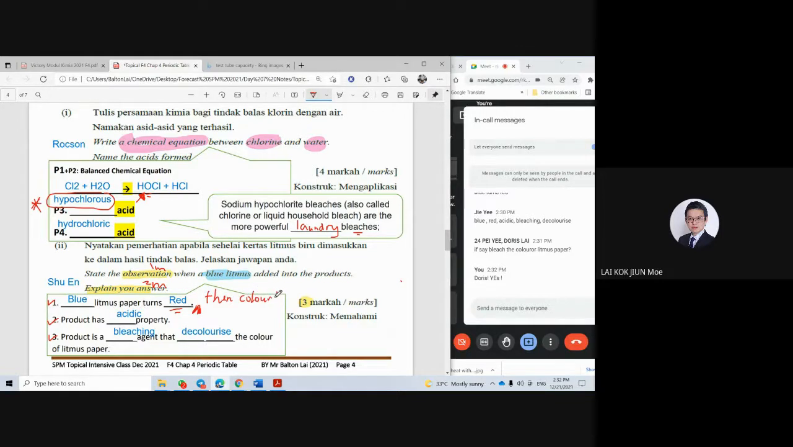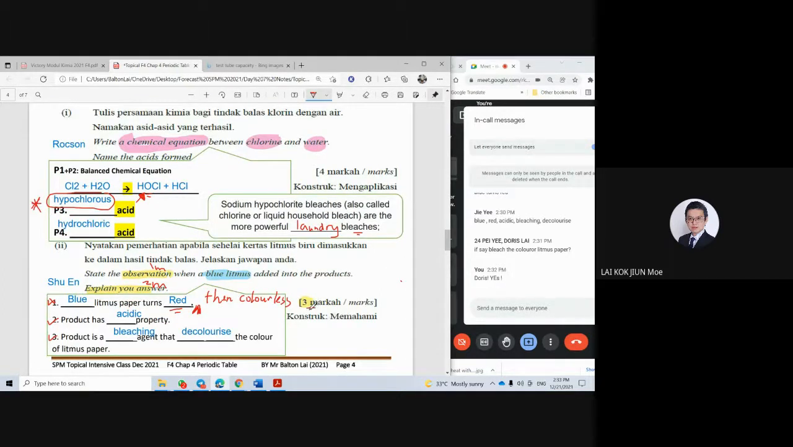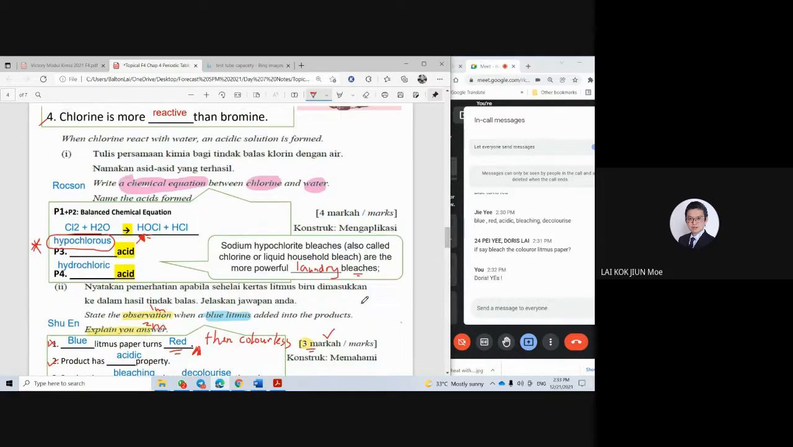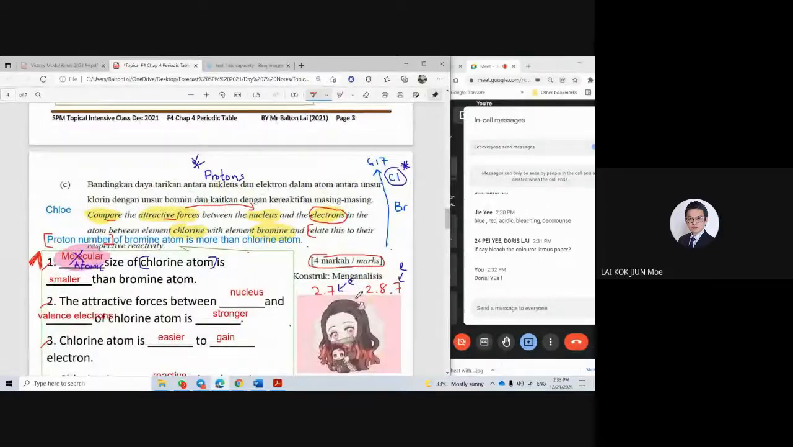You see, this one also can give you marks. Without this word, no 1 mark already. How about other things? Product has acidic properties, is a bleaching event. Okay, I think no more problem. Perfect, mark everything, 3 marks. I think no more question here.